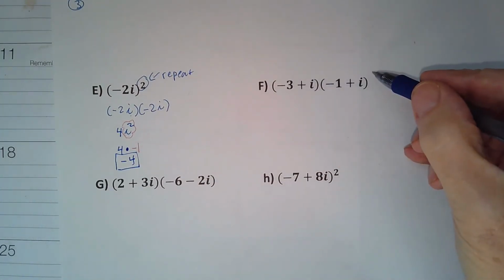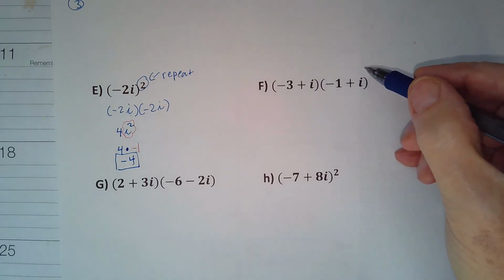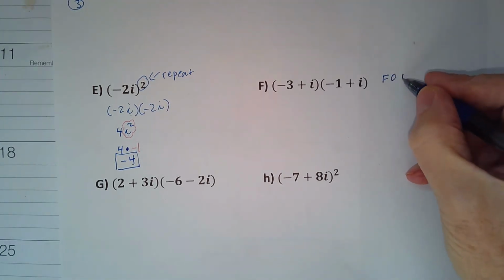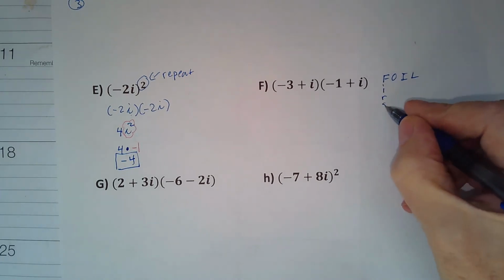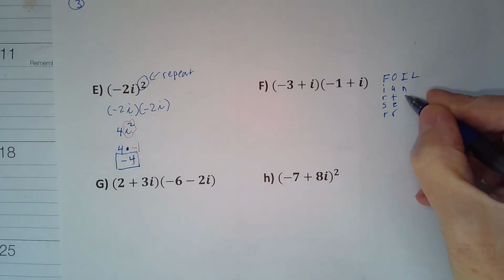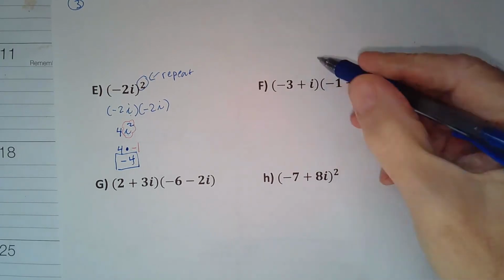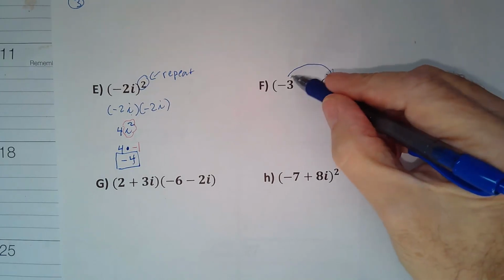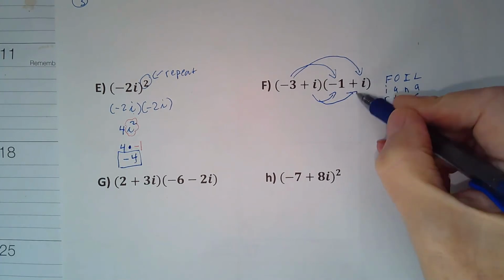F over here. Oh, look at this. We've got two binomials, so we're going to have to FOIL this, right? So remember FOIL. And FOIL, of course, is first, outer, inner, last. So we'll do first to first, outer to outer, inner to inner, and last to last.